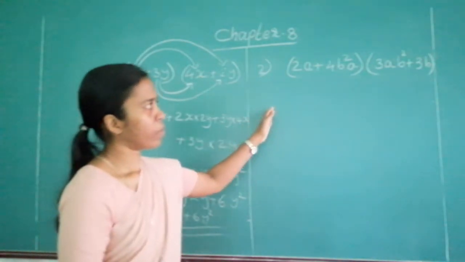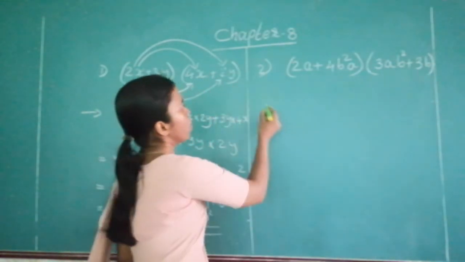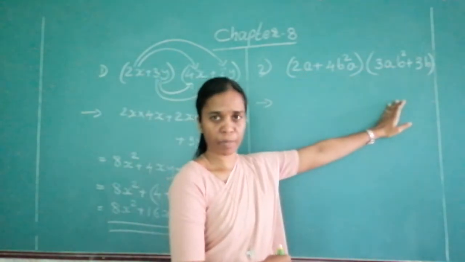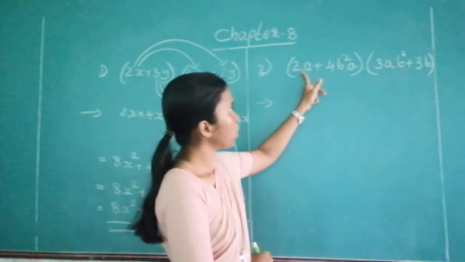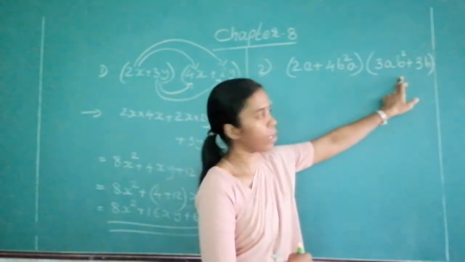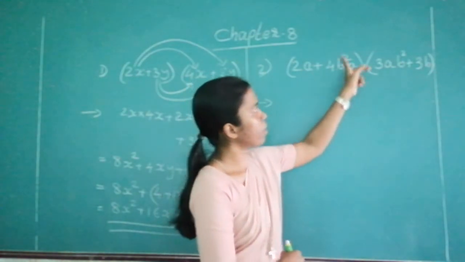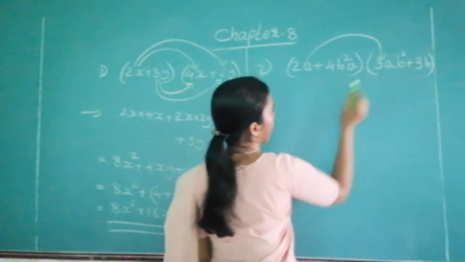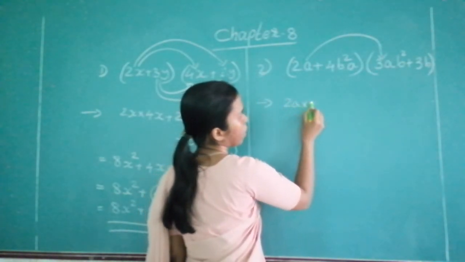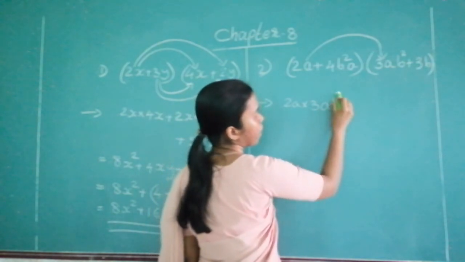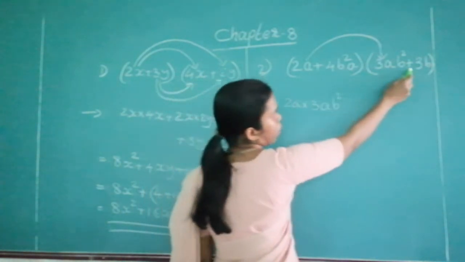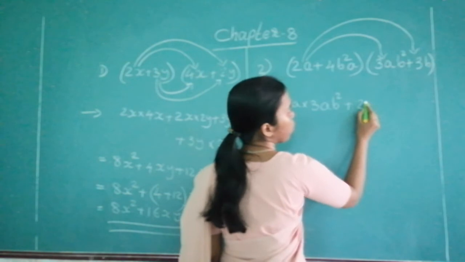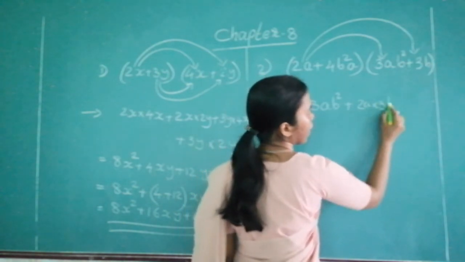Let us look at the next one. What are we supposed to do? Every term should be multiplied with every term. Okay, please keep that in mind. So, 2a, first multiply with the first term, then with the second term, then the second term with the first and second. So, we shall do that. First 2a with 3a. That is 2a multiplied by 3ab square. What is the sign over here? Plus. Now 2a we have to multiply with the second term. That is 2a multiplied by 3b.